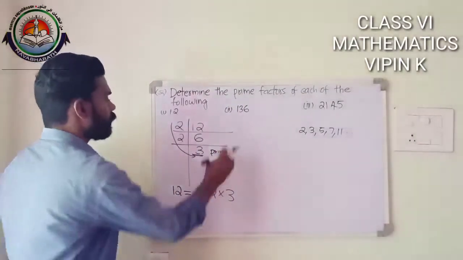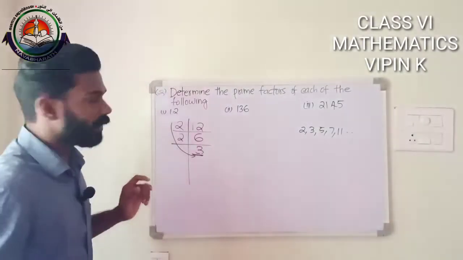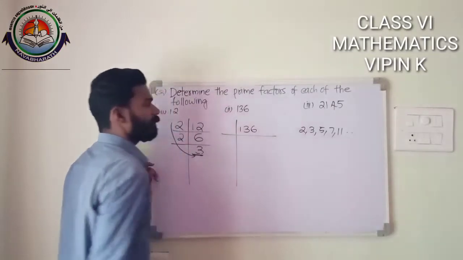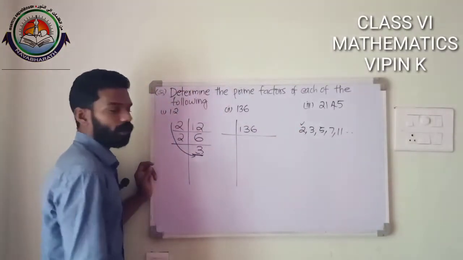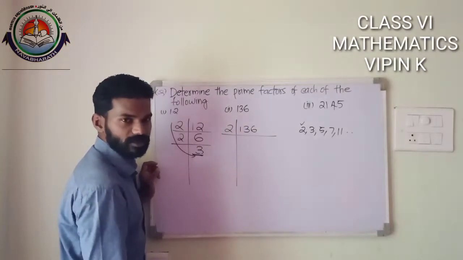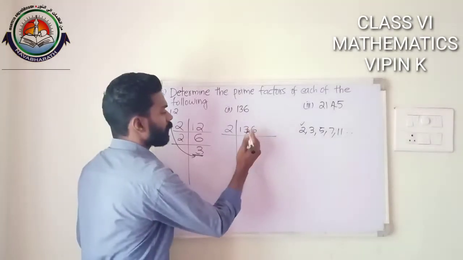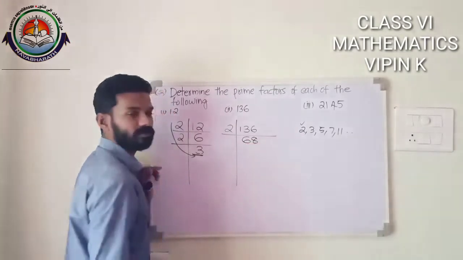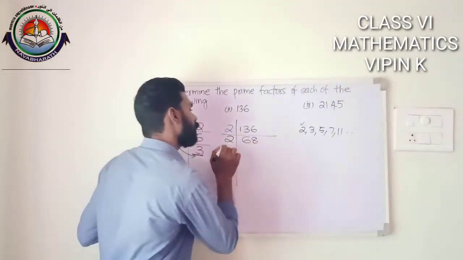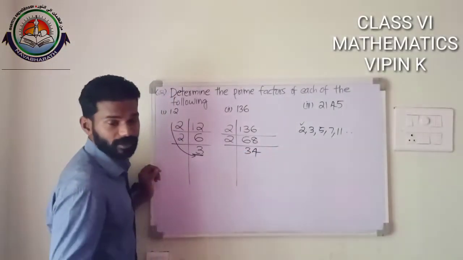Okay, now we are going to do the next one, which is 136. So let's start. We shall write 136 here, then 2 crosses. Then we start from the first prime, which is 2. Obviously 136 is divisible by 2. What is the half of 136? 68. Okay, so I can write here 68. Now again, is it further divisible by 2? Yes. What is again the half of 68? You know that it is 34.